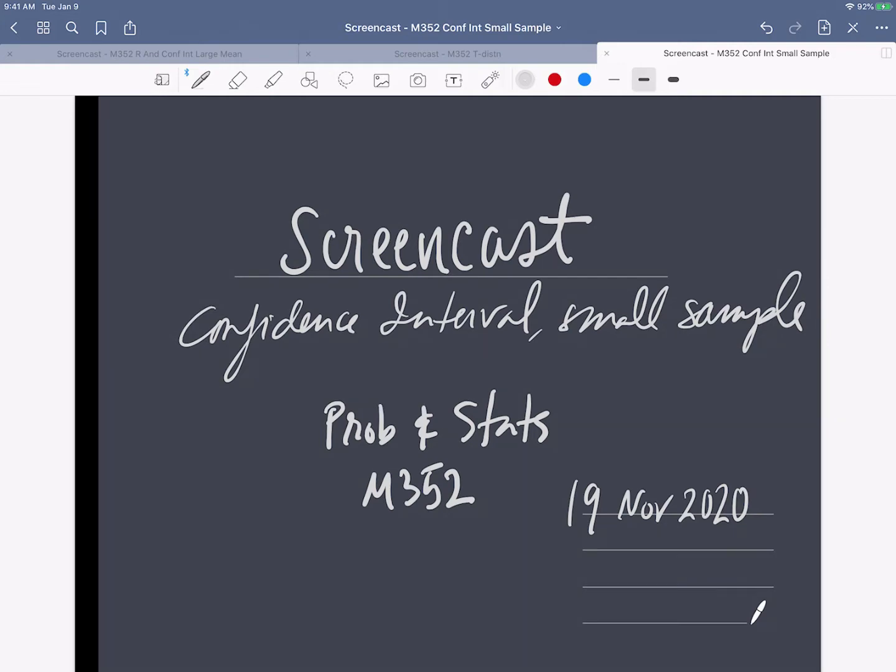Hey, here's another screencast. This one I'm calling confidence interval small sample. In this screencast, I will do an example of calculating a confidence interval with a sample of small size, and I'll show you how to use R to support those computations.